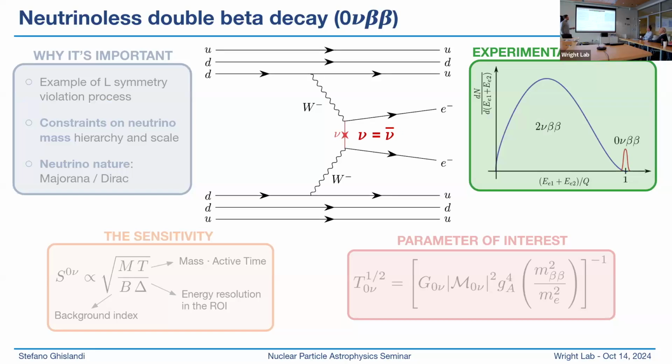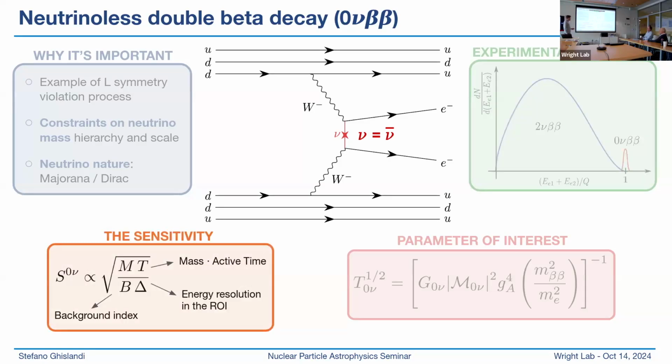Usually, the experimental signature is a monochromatic peak at the Q value of the reaction, because we usually absorb both the electrons that are coming out from this decay. And you want to measure this peak, but you always have an unavoidable background, which is the two-neutrino double beta decay, a second-order standard model process that represents a huge background here, as well as other backgrounds coming from the experimental setup. So it's very important to keep the background low and to have a good energy resolution, because you want to disentangle the peak with respect to the other backgrounds that are usually continuous.